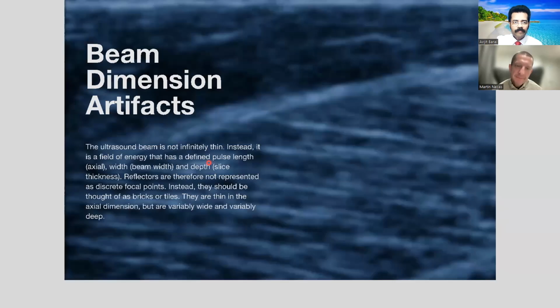Thank you. The next twist is getting a little bit complicated now: beam dimension artifacts. Martin, your favorite topic? It is. It's actually quite a complex topic, but it's not difficult to understand.